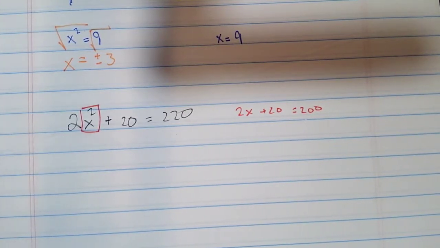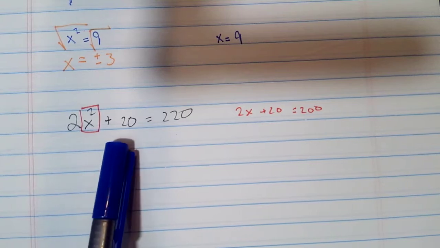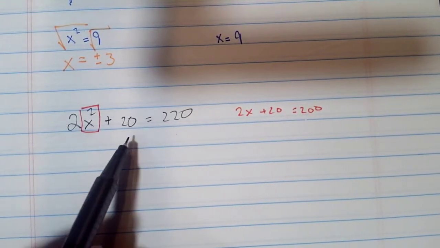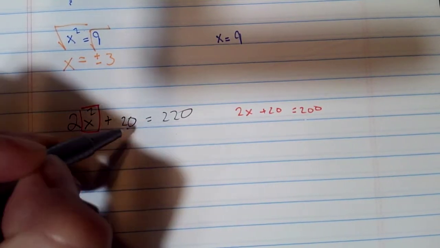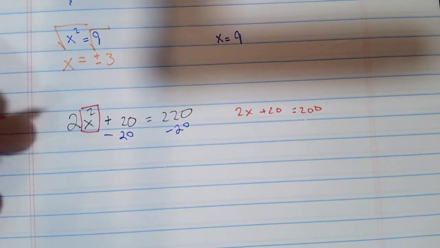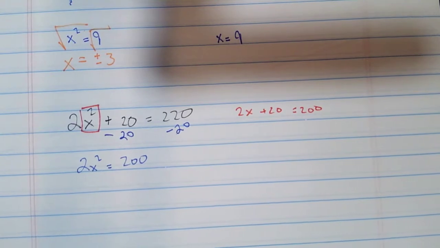Okay? All right. So speaking of, the first thing I want to do, remember, you always want to work outside in. What I mean by outside in is everything that is not attached to the x first. So that means we want to get rid of this 20. So I'm going to say minus 20, minus 20. And I'm going to end up with 2x squared equals 200.